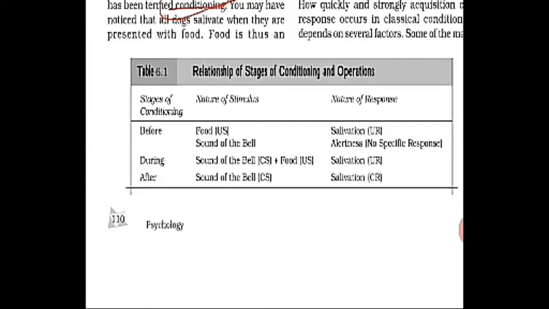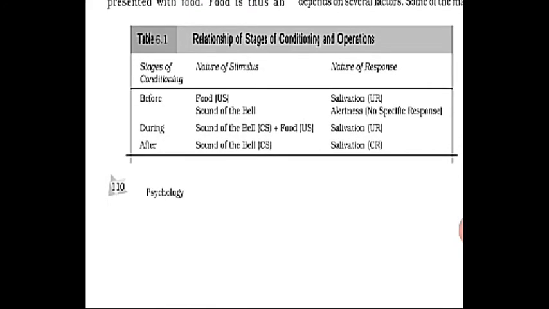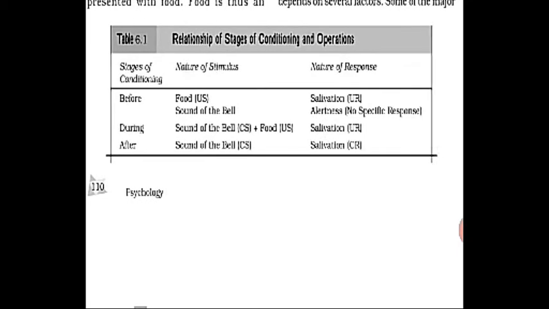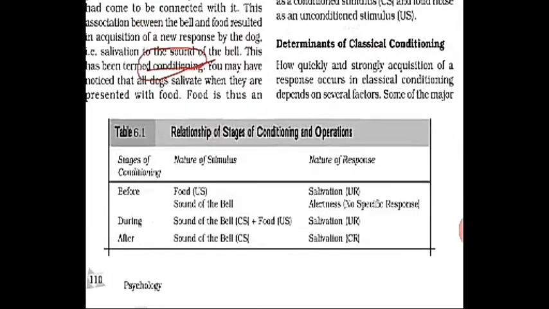During the conditioning process, the sound of the bell becomes the conditioned stimulus, but the food is the same, that is the unconditioned stimulus, because the sound of the bell has a relation with the salivation that is secreted by the dog. After that, when everything is done, in the last stage the sound of the bell becomes CS, that is conditioned stimulus, and the salivation is known as a conditioned response. Meaning to say, whenever there is the sound of the bell, there will be the conditioned response in the form of salivation. So you should remember these things very carefully.